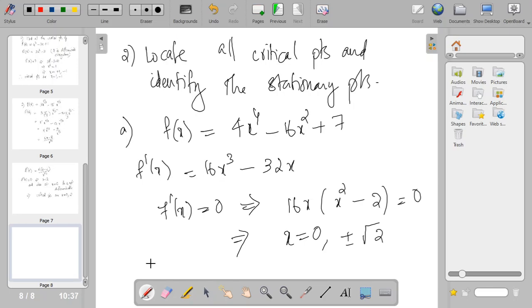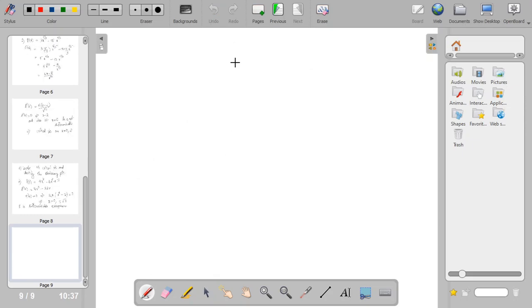So the function is differentiable. You can see that it's a polynomial, so the function is differentiable everywhere. So therefore all the critical points will be stationary points. So all the critical points we get are where f dash of x equal to 0. So therefore the stationary points are x equal to 0 and plus or minus root 2.